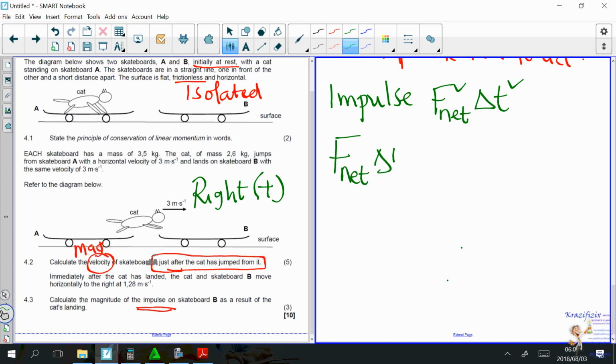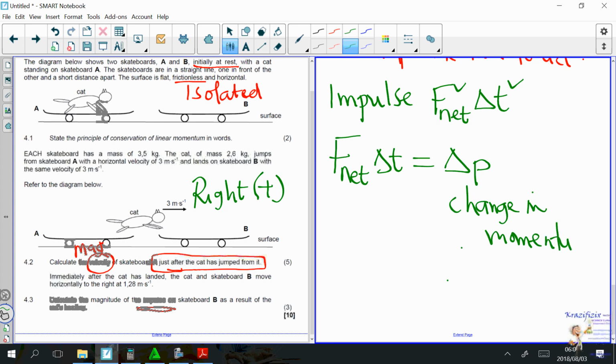F net delta T equals delta P, and this is the change in momentum. Okay, before we calculate, remember we're going deep. What is the unit of impulse? The unit of impulse is newton second, because it's newtons times second.